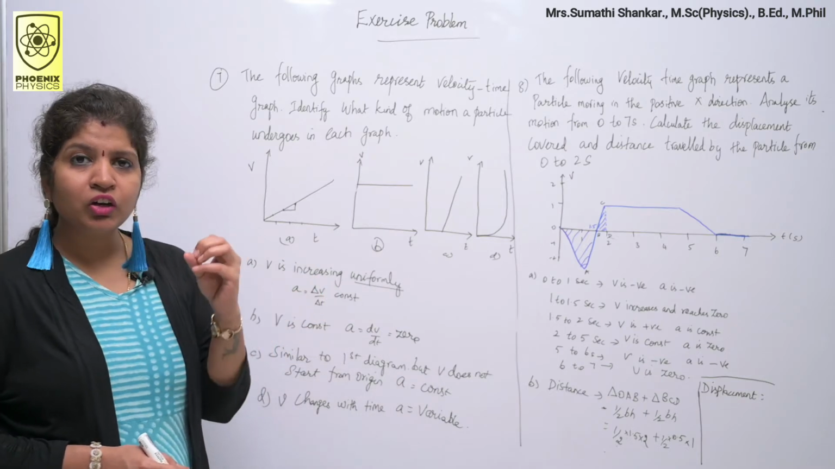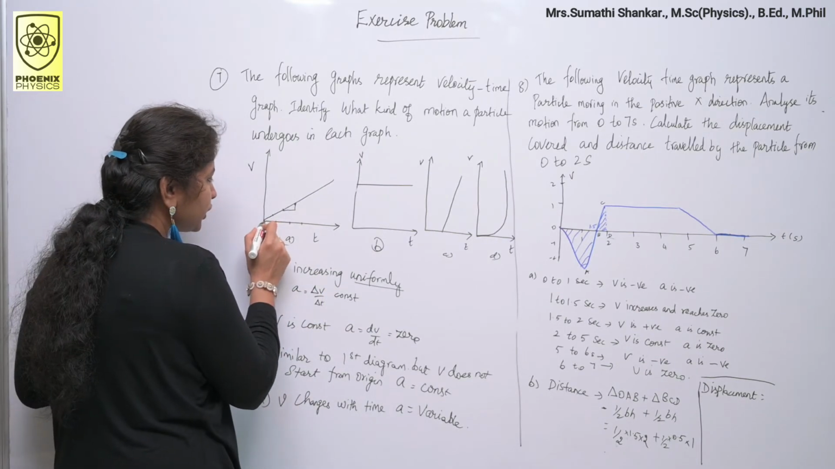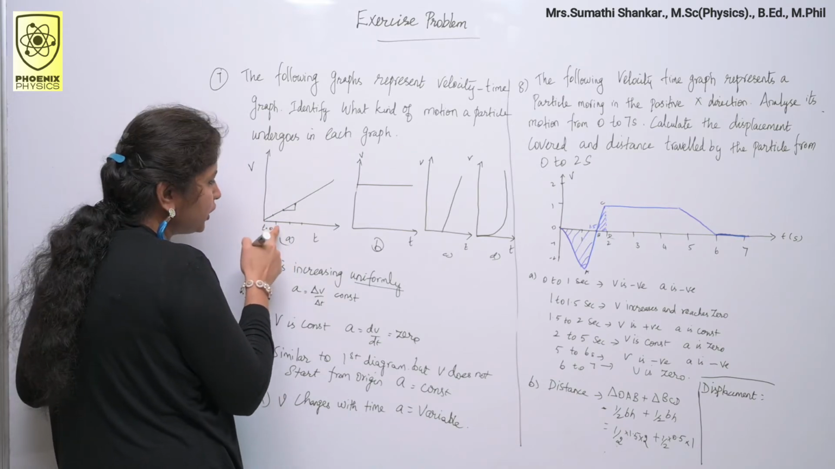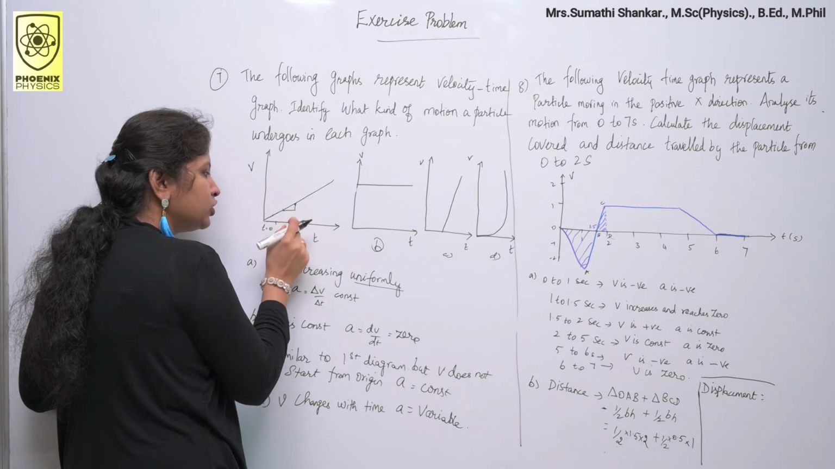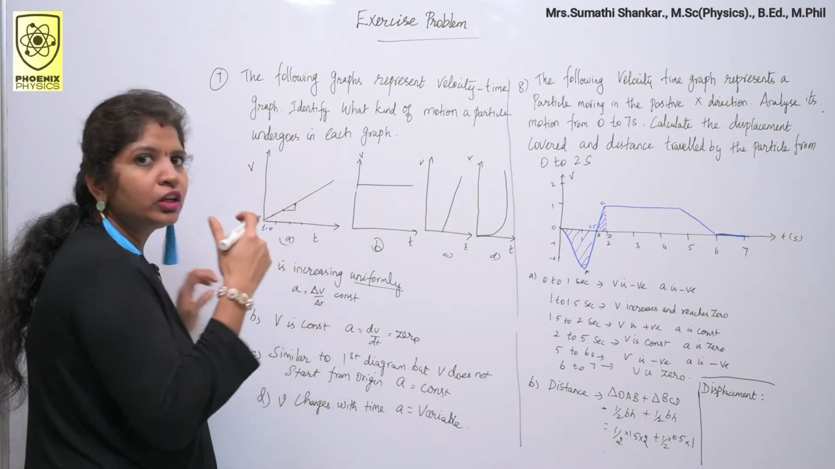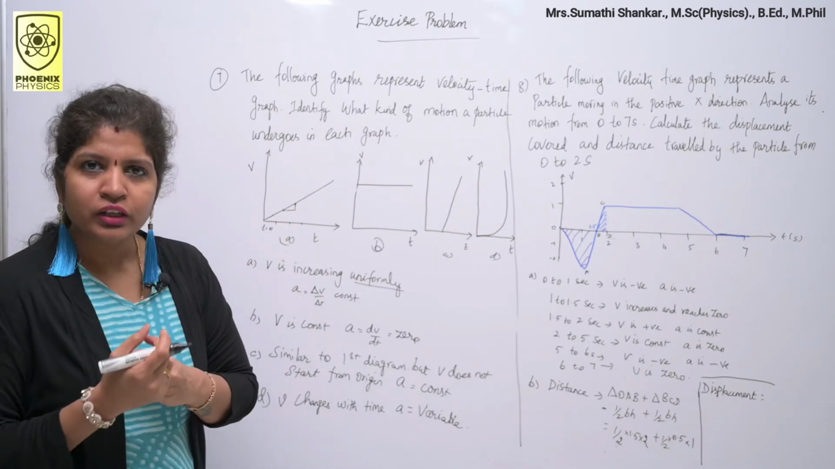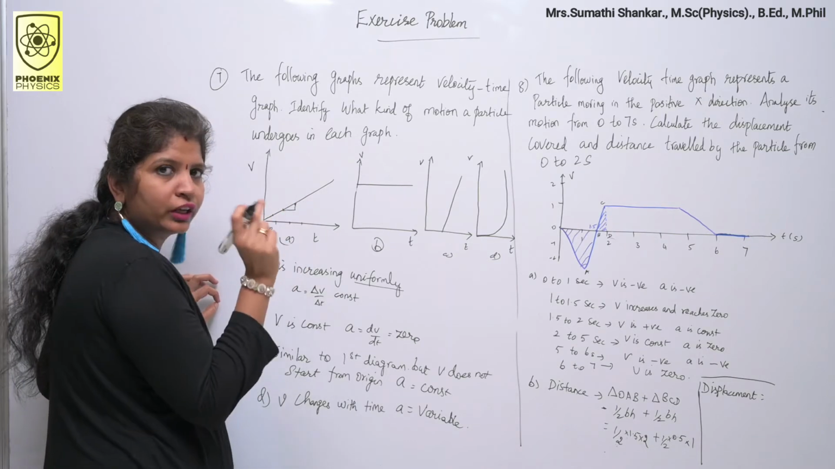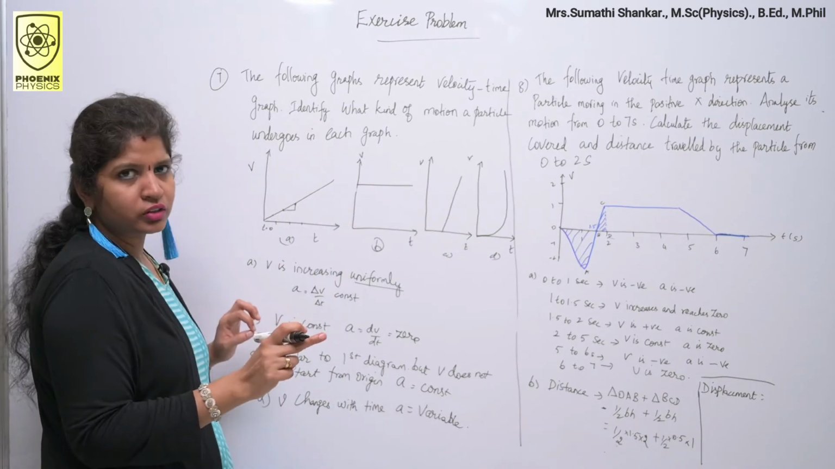Why did I say velocity is increasing uniformly? Here at 0 second, if t is equal to 0 then v is also 0. If t is equal to 1, velocity moved this much. T is equal to 2, this much, 3. So v is increasing uniformly. Then what about a? How do you find out a? Draw one slope. The slope value will give acceleration. Line means the slope is always constant.